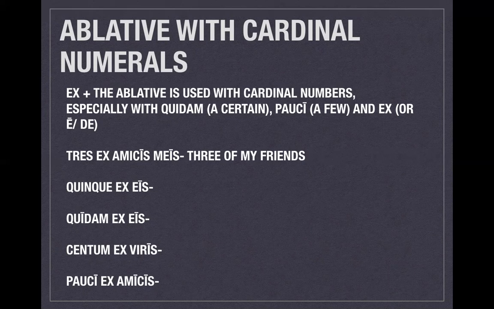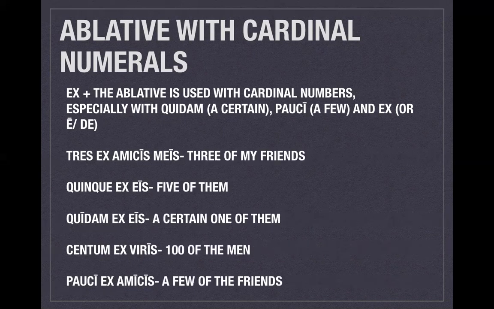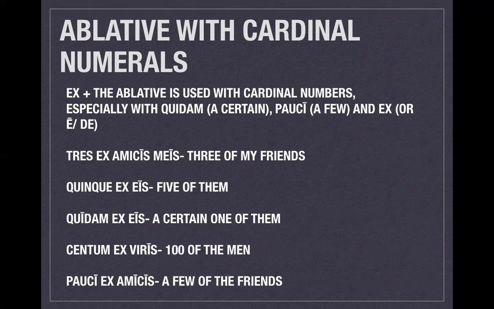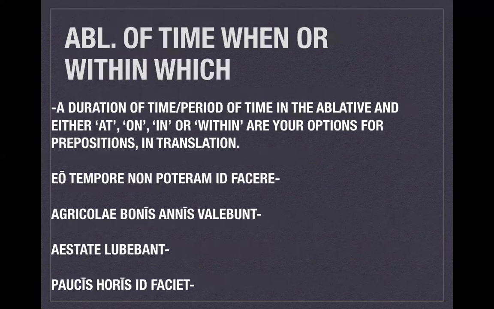Quinque ex eis. Eis is just that kind of nasty plural third person personal pronoun. So it's not he, she, or they. It's kind of they. It's them. So quinque ex eis, five of them. Quidam ex eis. Quidam must be a new vocab word. It's certain of them, a certain one. Okay, that makes it sound better. Centum ex viris, 100 of the men. Let's add that article in there. We don't say 100 of men. And pauci ex amicis is a few of the friends. So it doesn't have to be, it's usually a number, but it technically could be something like pauci, like few. I guess quidam, but I don't remember saying quidam too much.